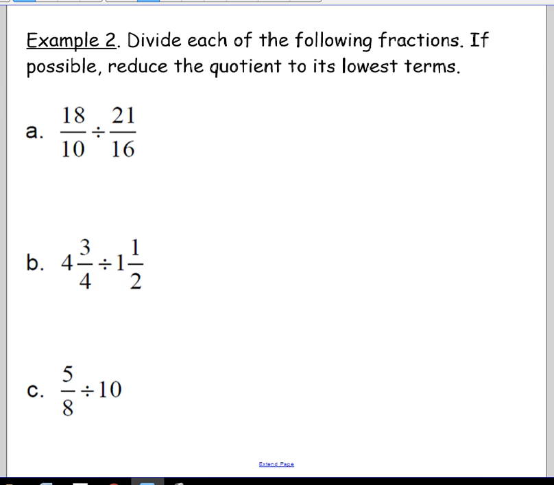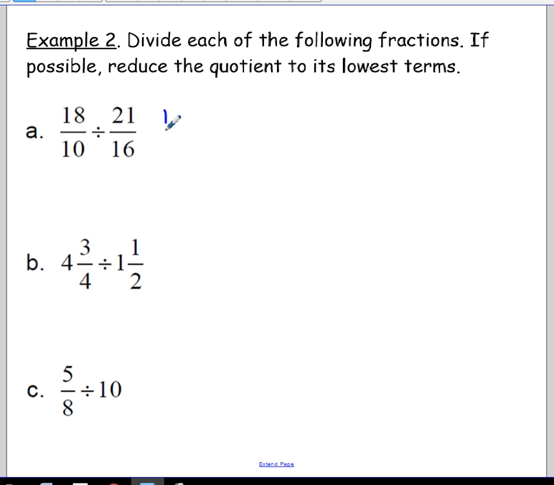So let's look at a couple more examples. Again, it's reminding us in the directions to reduce to lowest terms, and it's always helpful to reduce first if possible, because then we're dealing with small numbers at the end. First thing we need to do is notice that there's a division sign. So we'll flip it because again, 18 divided by 21 would not come out evenly, or 10 divided by 16.